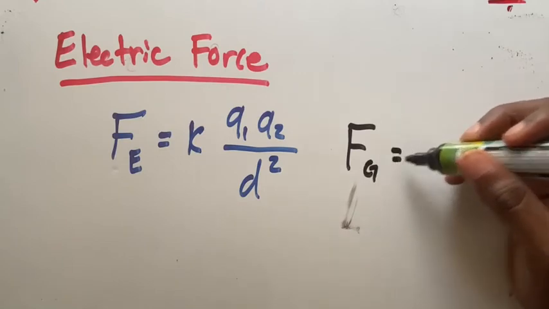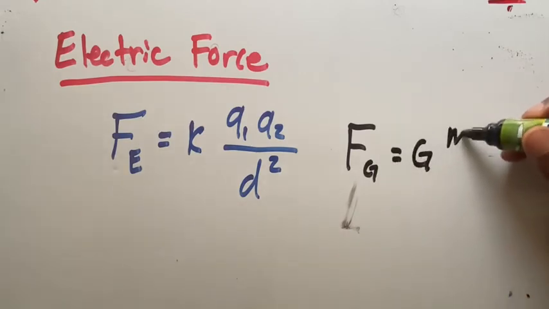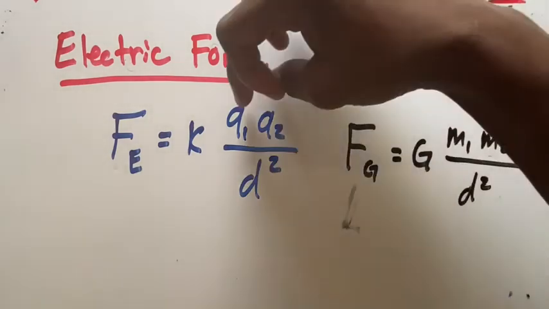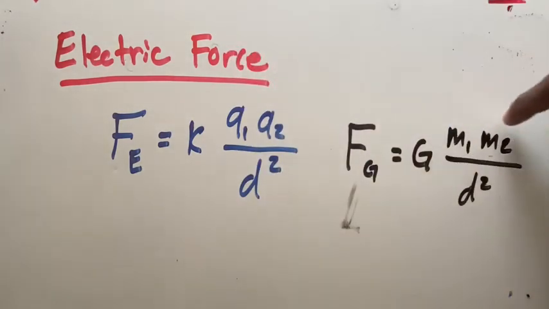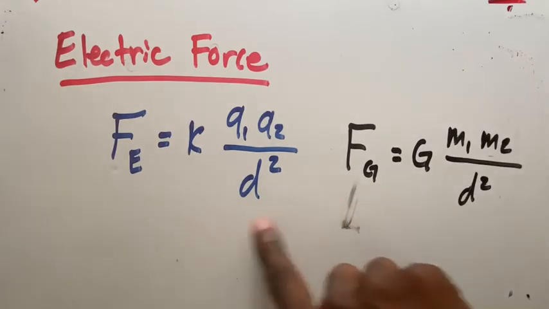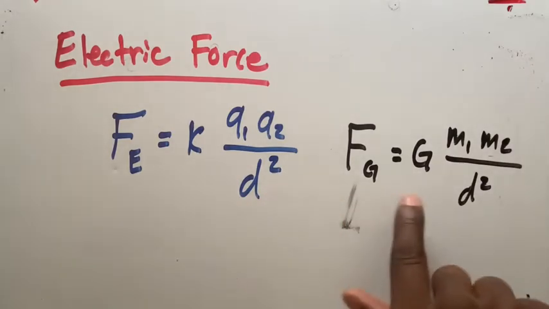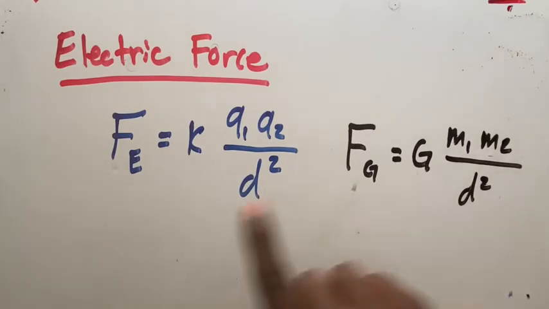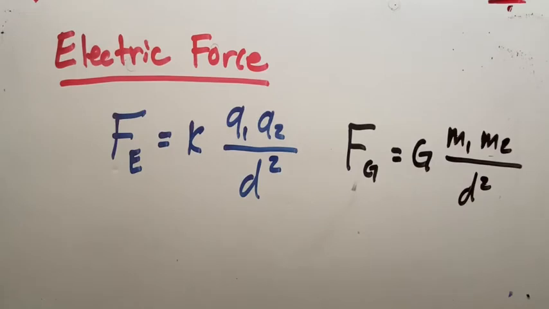Well, the universal gravity equation was given by this. So notice how similar these equations are. We have basically charge 1, charge 2, mass 1, mass 2, divided by their distances squared. And then each of them has some constant, where this is the constant associated with gravity, and this is the constant associated with electrical force.